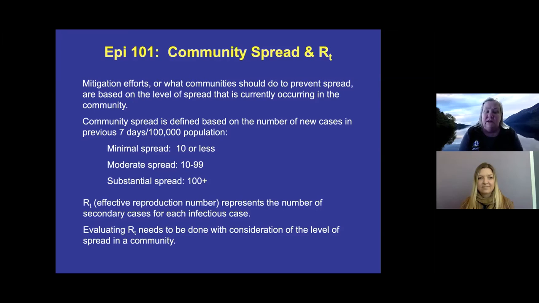Now, RT is the effective reproduction number. We've talked about this before, but it was a couple months ago, and I thought it would be good to review that. It's also something that's used in the City of Brookings threshold report, so I wanted to discuss that a little bit as well. What RT represents is the number of secondary cases for each infected case. And it's important to evaluate RT while considering the level of spread in a community.